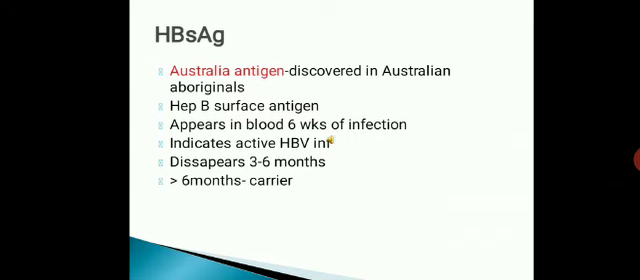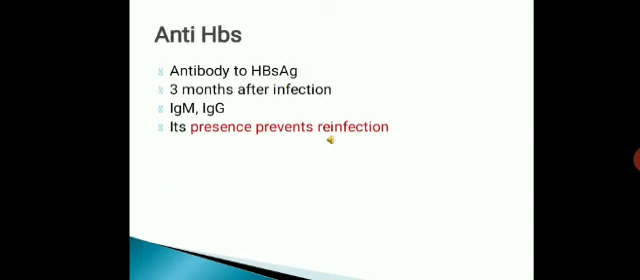It disappears in 3 to 6 months. But if it persists for more than 6 months, then the patient is said to have gone into a carrier state. Its corresponding antibody is the anti-HBs. This is the antibody of the surface antigen. It appears 3 months after the infection. This antibody is of two types, IgM and IgG. Its presence prevents reinfection.